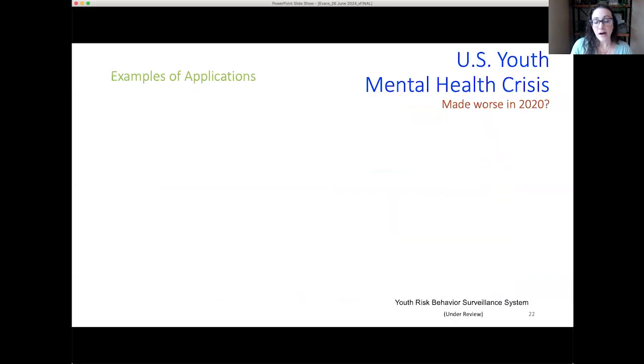Example number 2, I'm sure this is true in the UK as well. Dario, I know you've done a bit of work on mental health crises around the COVID era, but similar question here in the United States. We've been very concerned about the youth mental health crisis. So in this data, this is not yet published. This is just under review right now. We went to the Youth Risk Behavior Surveillance System, and particularly we were interested in suicidal ideation.